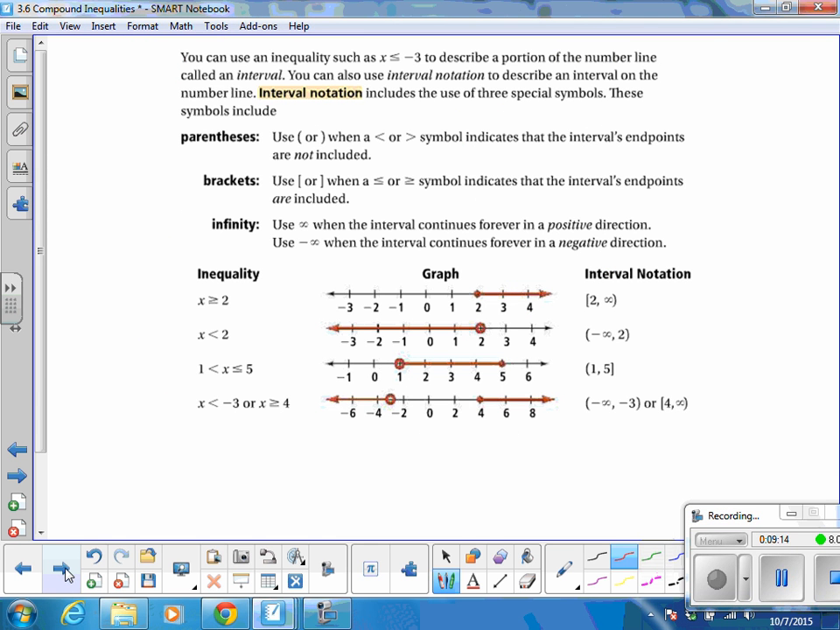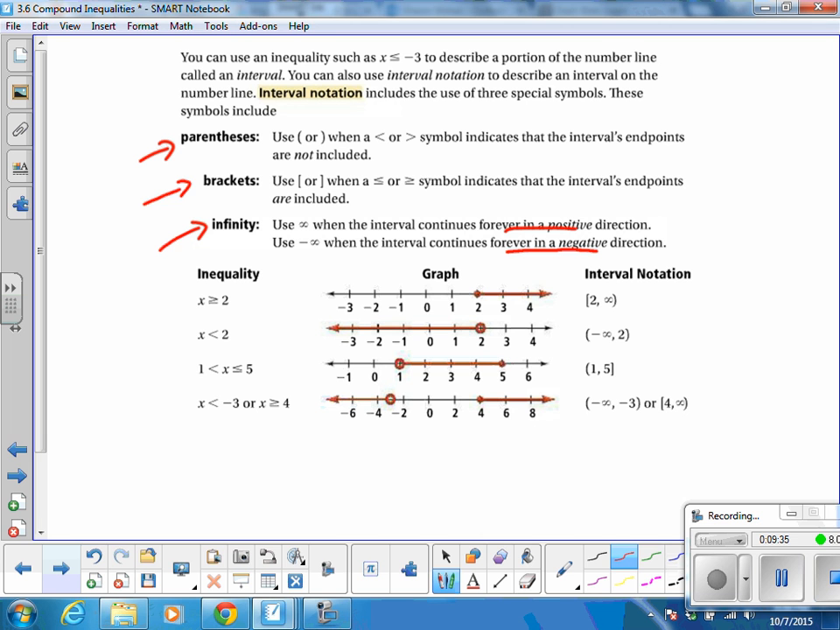Now we have interval notation. You're going to use this to communicate a little bit about an answer, a little bit about your graph. You're going to use parentheses, brackets, and a combination of the two. Also, we've got the infinity symbol to communicate when it goes on forever in the positive direction or forever in the negative direction.